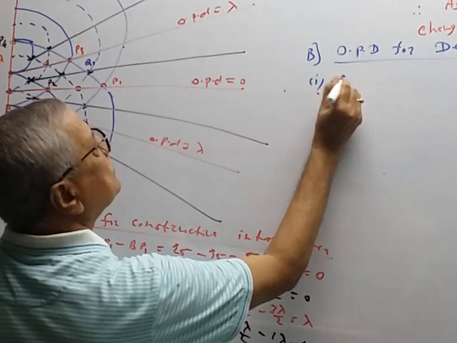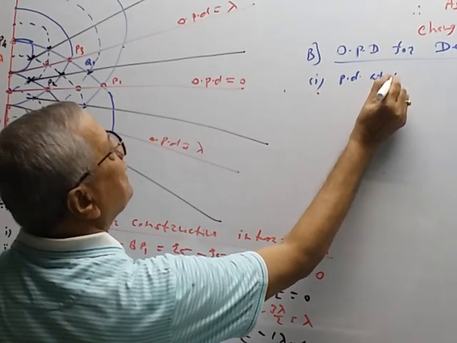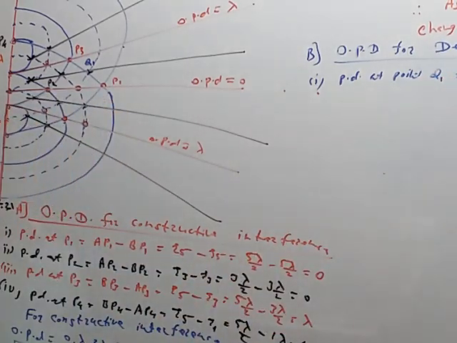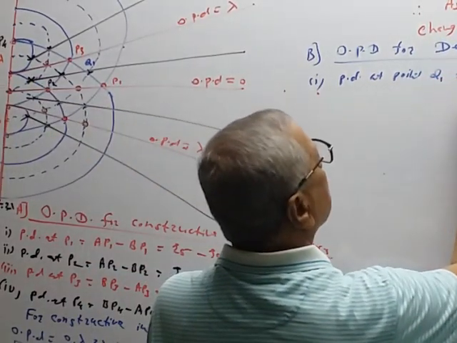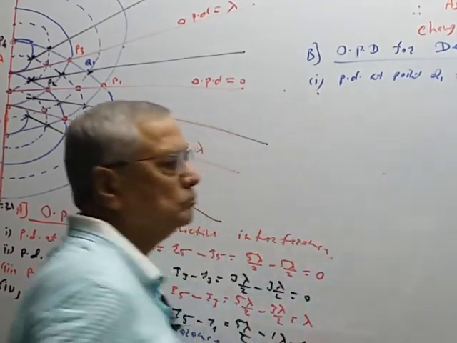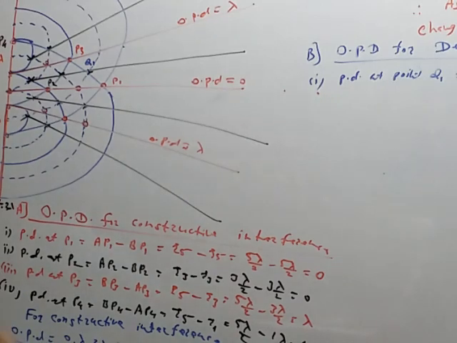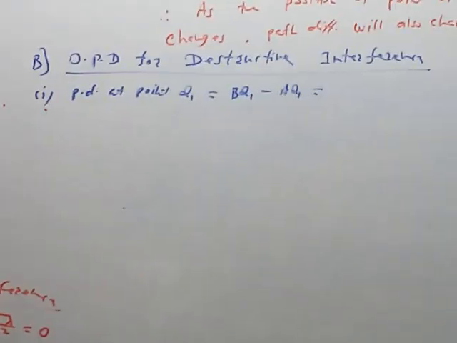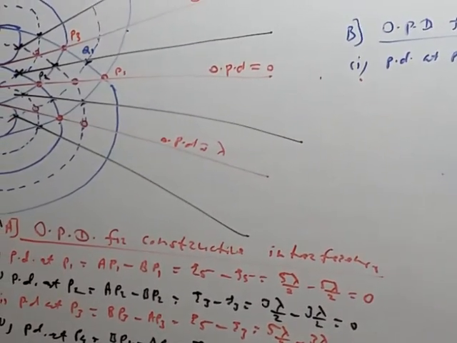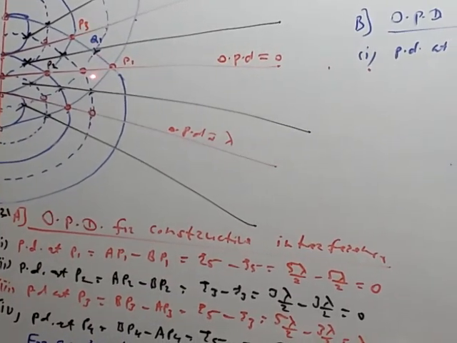So path difference at point Q1 is equal to BQ1, the longer distance, minus AQ1. Check the figure. We have taken, so here we have considered the point Q1.